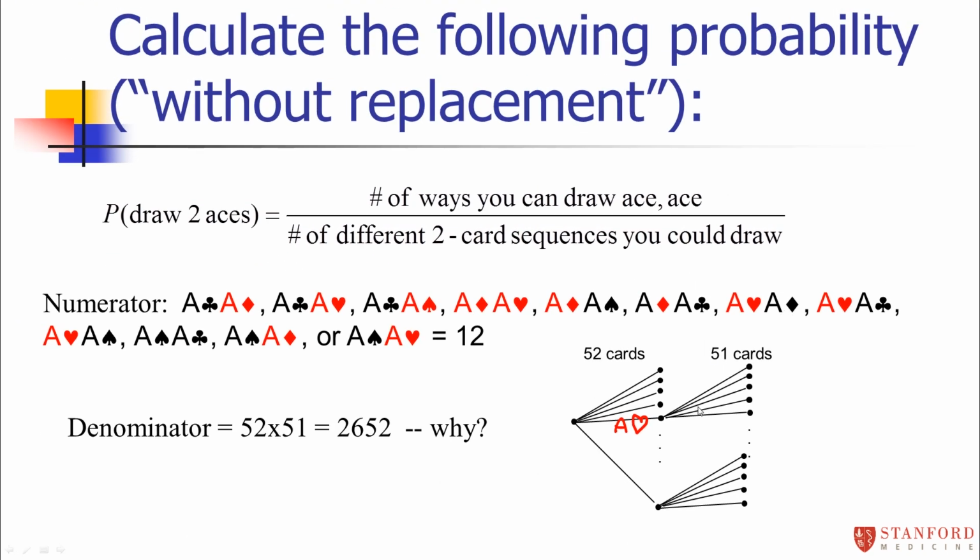So again, we're considering order here. So the denominator will be 52 times 51. Then we can just divide the numerator by the denominator to get the probability. So the probability that you draw 2 aces, when you draw 2 cards out of a deck, is 12 divided by 52 times 51. So that's one way to solve this problem. Again, it's not the only way.